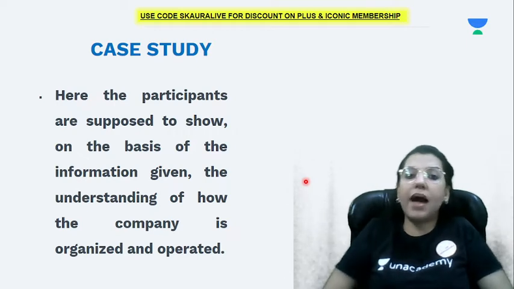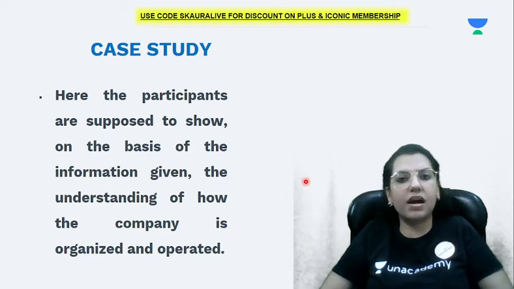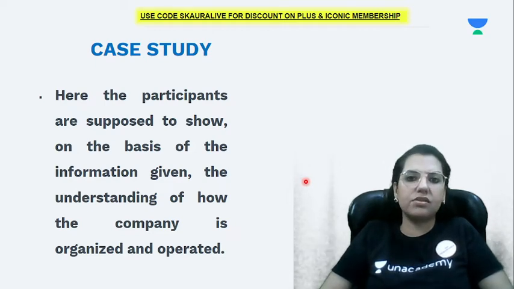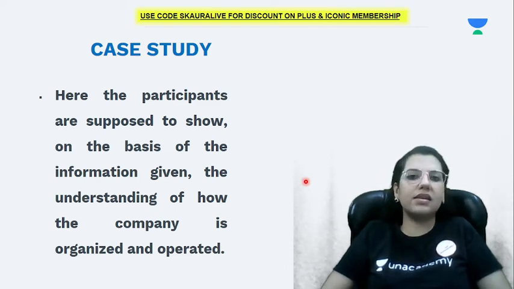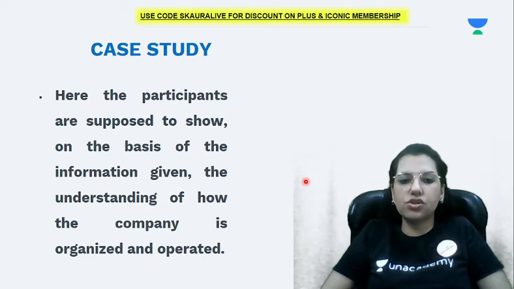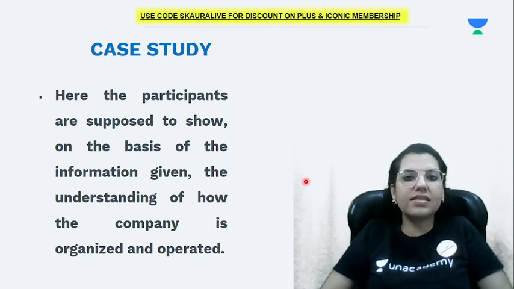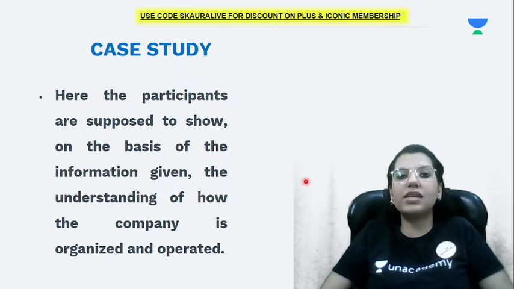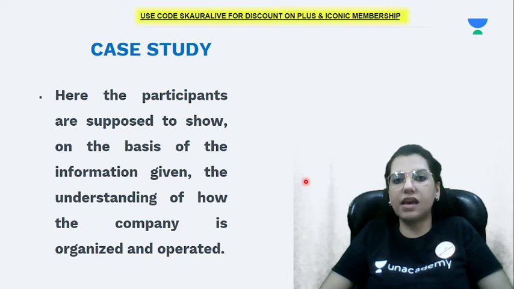Then the big question is, ma'am, if I have been given information about all the different sectors of the company, marketing, finance, HR, operations, then what am I supposed to do with those facts and figures? It is expected from you to show, on the basis of the information given, how the company is organized, which model the company is following, how the company is operating, and how the overall structure and management of the company is organized. So this is a pretty easy case, the second one.